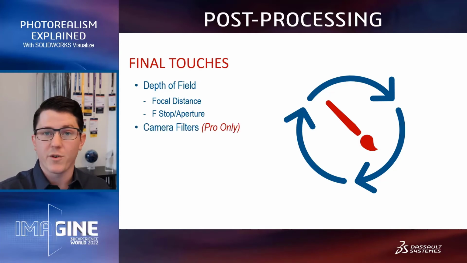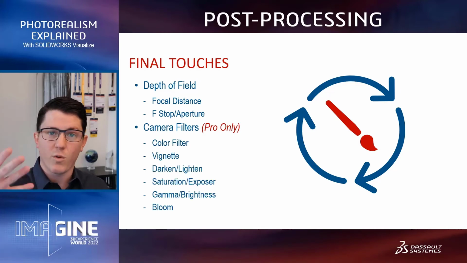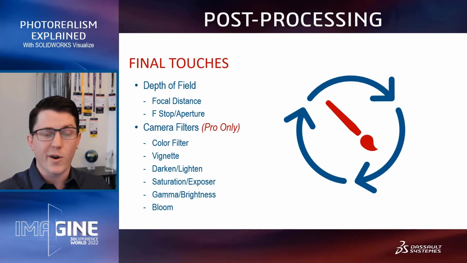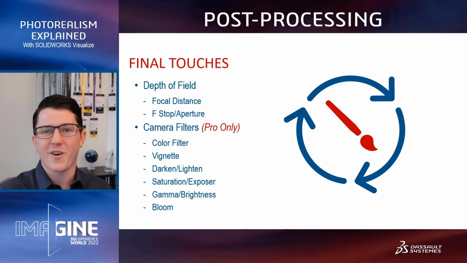We also have camera filters. This is where we can only use these tools in Visualize Professional, and these include color filters to give a whole gradient to the whole image, and vignette to give it a little bit of a border that's sort of hazy and dark. You can darken the image, lighten it, add saturation, gamma, brightness, bloom. All of these are going to be little sliders that we tweak to make our image look just a little bit better, because the whole point here is that we are trying to create an image that's so real it'll evoke the emotion that we hope for, which is happiness and excitement.